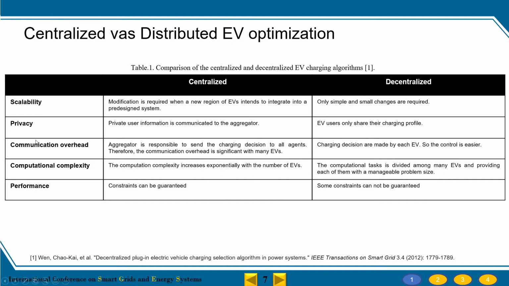About the privacy, communication overhead, and computational complexity, also decentralized method shows better performance compared to centralized methods. In terms of performance constraints, most of the constraints can be guaranteed in a centralized method, but in the decentralized method we still have some problems. So that's why we are working on this part in this paper.